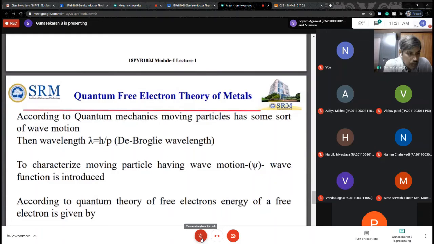The psi gives all the details of the moving particle, especially electrons. So to characterize the moving particle, you introduce the wave function. That wave function is psi.